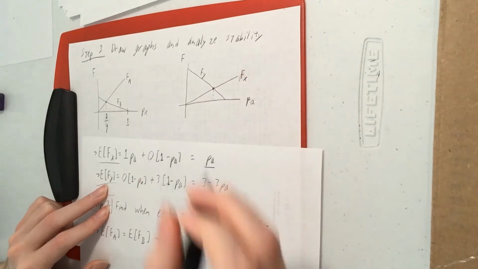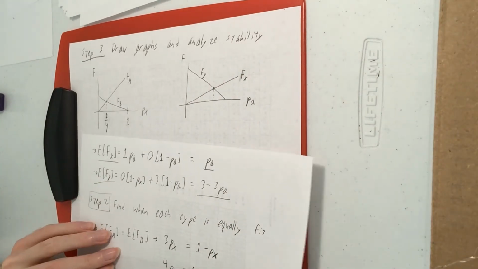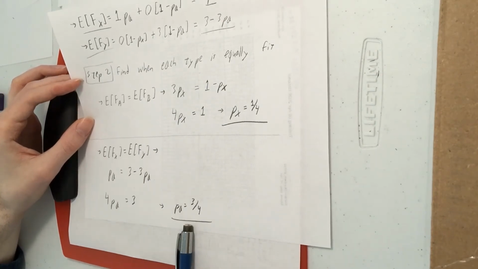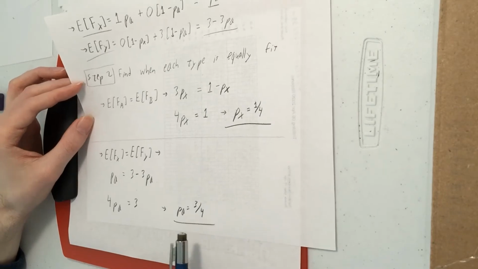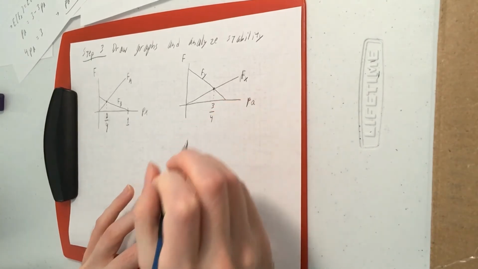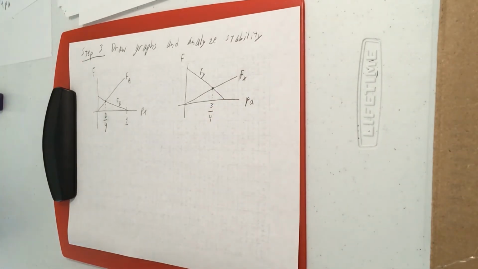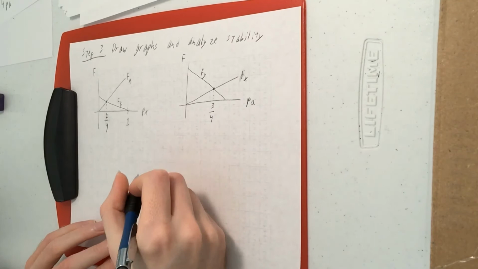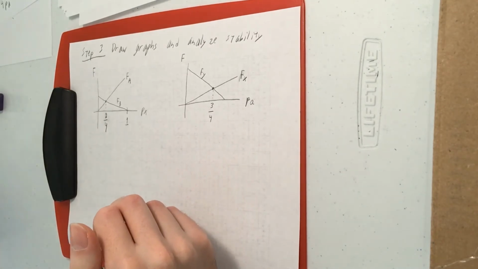And when are they equal? We solved for that back in step 2. We said that the x types and y types were equally fit when PA was 3/4. So that's when those two lines cross over. So that's the graph for each individual species, but we're not done yet. Like I said, we also have to look at the species together to analyze the stability of the equilibria. So here's what that's going to look like.